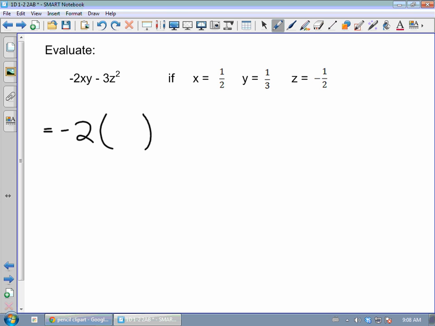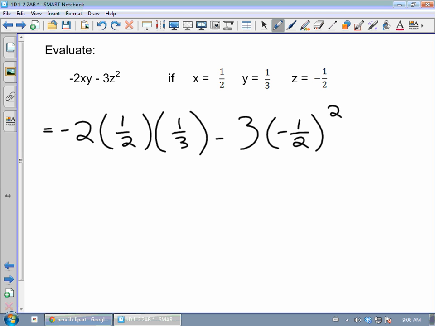So first step is going to be substitution. Everywhere I see one of these variables, I'm just going to write some brackets. The brackets are useful just to remind yourself where you're subbing these numbers in. And it's especially helpful if your variables have values that are negative, because it lets you keep track of those negative signs a little bit better. So into these brackets, I'm going to put my values of x, y, and z. X is 1/2, y is 1/3, z is negative 1/2.